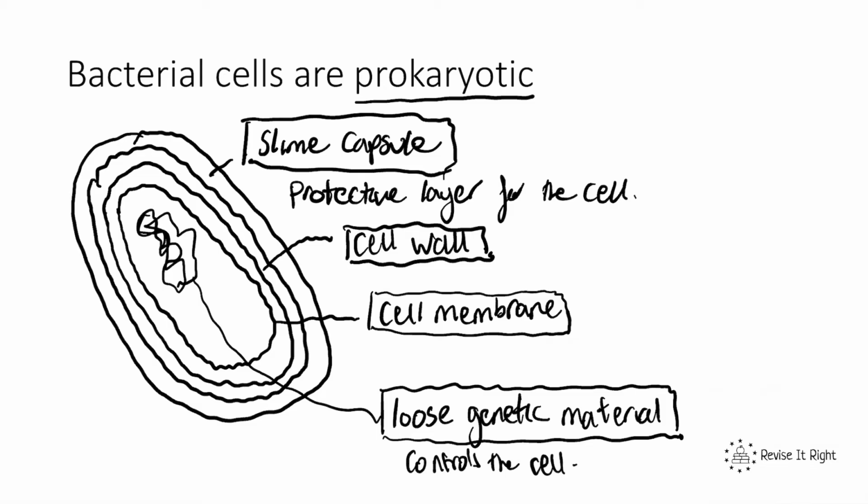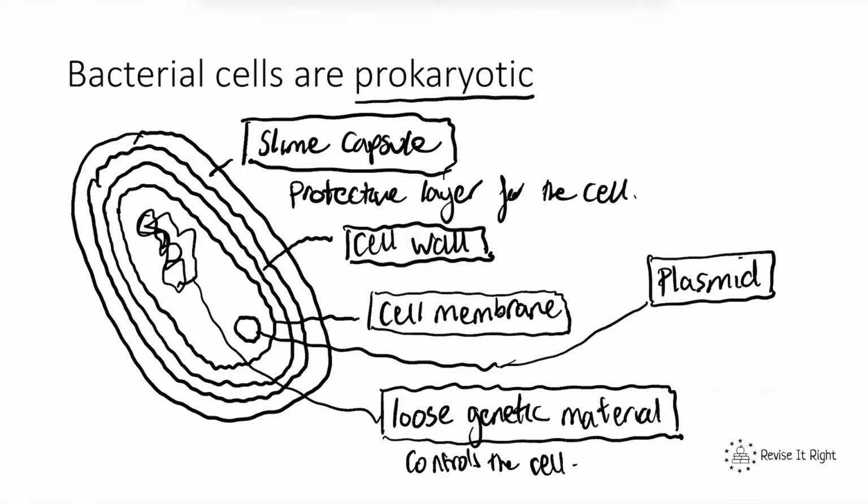Bacterial cells also have these things called plasmids, which are drawn here. Now they are just a loop of DNA. So this here is a plasmid, and we just say it's a loop of DNA.